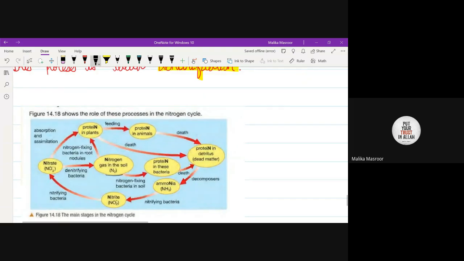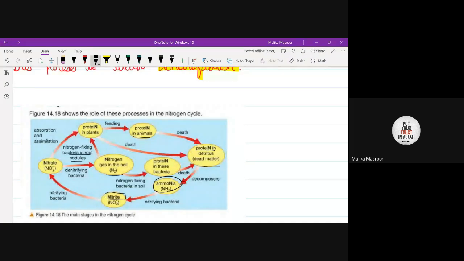You have nitrogen fixing bacteria in the soil or in the root nodules, converting nitrogen into protein. When these die, the protein becomes dead matter. The protein in plants is fed on by animals, and when they die, the protein is again in dead matter. Now when this dead matter is decomposed, it releases ammonia.